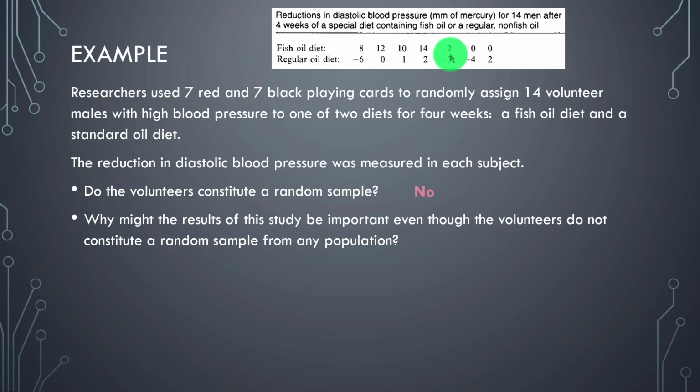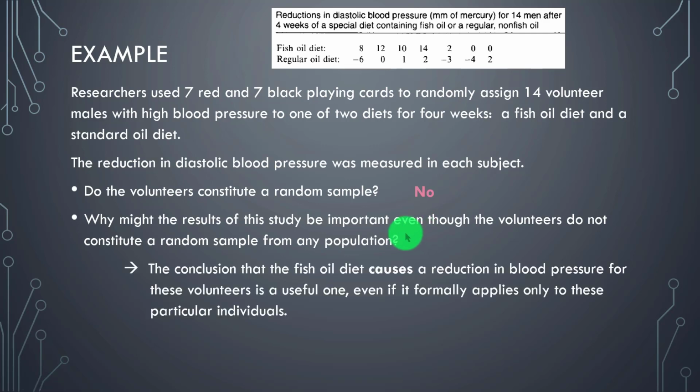Why might the results of this study be important even though the volunteers do not constitute a random sample from any population? Well, the conclusion that the fish oil diet causes a reduction in blood pressure is still a useful one, even if it only applies to these particular individuals.